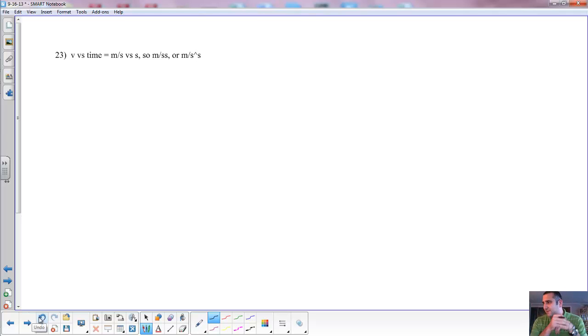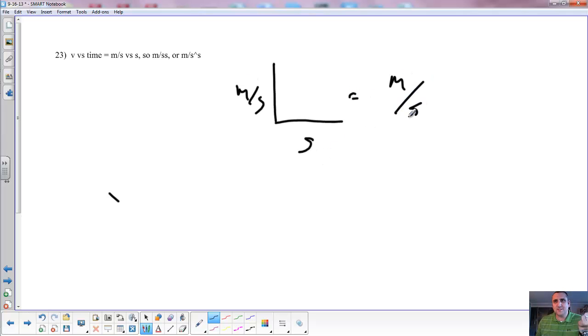What does the slope of a curve of a velocity time graph represent? Well, if it's velocity versus time, we're talking about meters per second versus seconds. So rise over run is actually meters per second divided by seconds, because both seconds are on the denominator, and second times seconds is meters per second squared, which is acceleration. So what does the slope of a velocity time graph equal? Acceleration. And we'll see these coming up in the next couple of days.